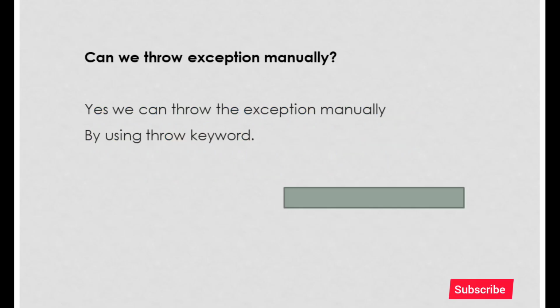Moves to our next question. Can we throw exception manually? So there are many types of handling exception. So can we throw the exception manually? The answer for this, yes, we can throw the exception manually by using the throw keyword. So throw is a keyword which is used to throw the exception manually without using a try catch block.